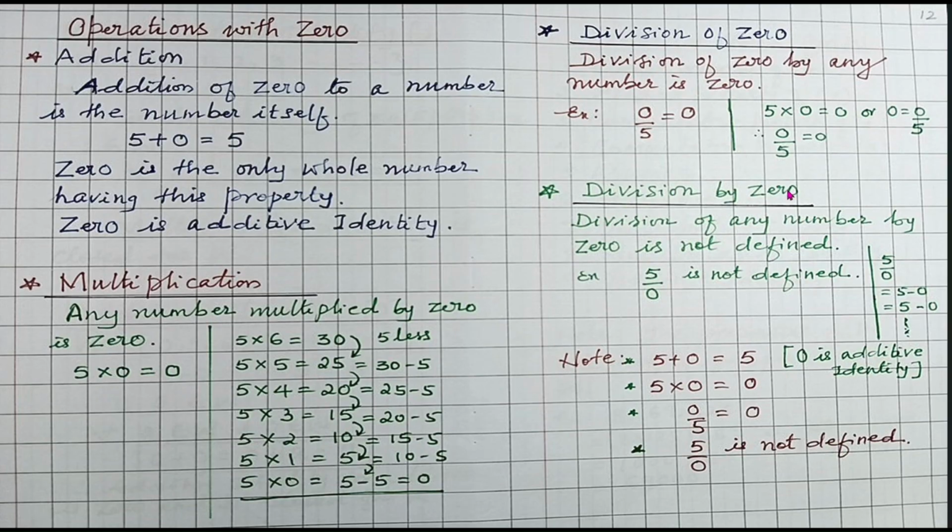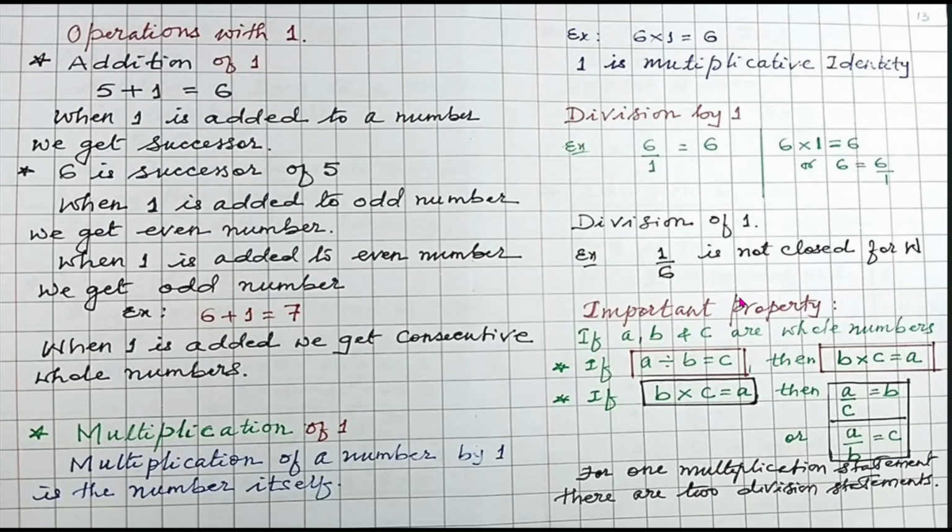Now division by 0. Division by 0 does not exist, because let us explain this. 5 divided by 0, if we apply repeated subtraction, 5 minus 0 again remains 5. So when you continue, it is endless, undefined, and therefore 5 divided by 0 does not exist. It is not defined. Remember that.